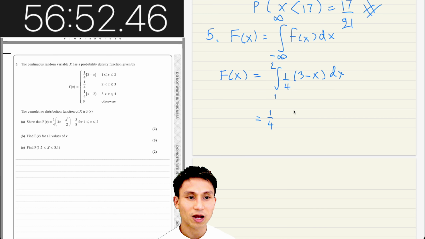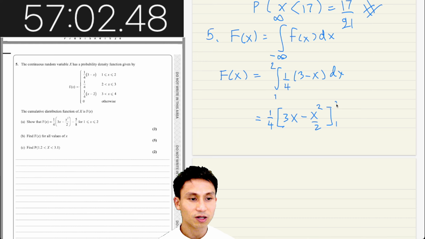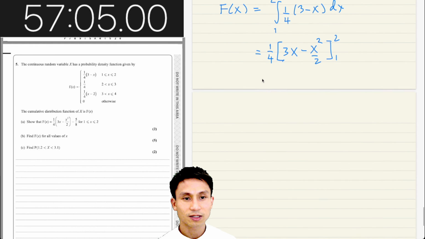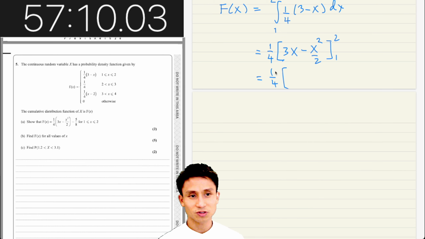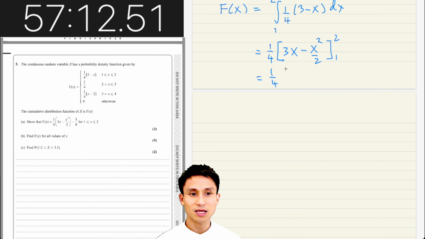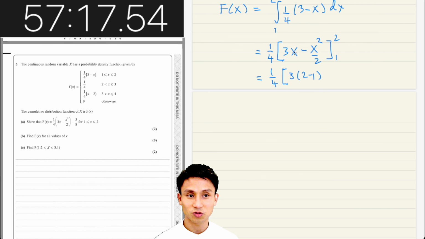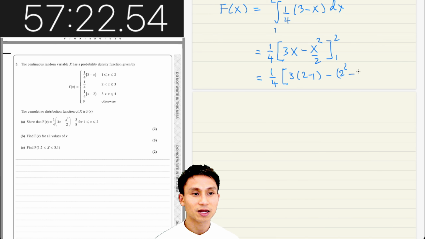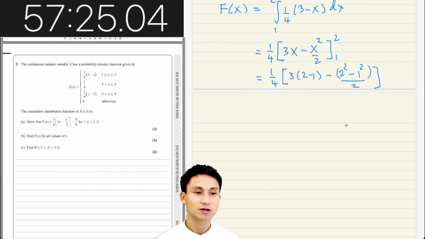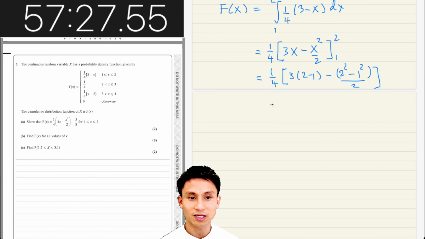I can take 1 over 4 out because I don't want it in the integrand. Integrating 3, I get 3x. Integrating minus x, I get minus x squared over 2. Then putting the bounds in, 1 to 2. Again, guys, I would like to substitute the bounds for each term, not each set. So I'm doing 3 times 2 minus 1 here, putting 2 and 1 together, doing minus in the brackets, and then 2 squared minus 1 squared over 2 together. It's easier to see.